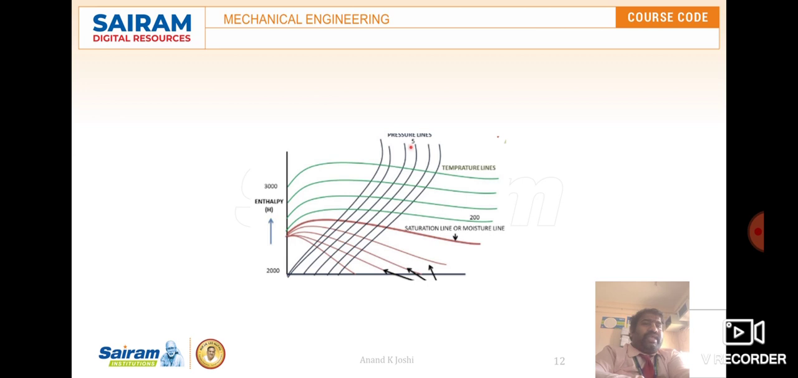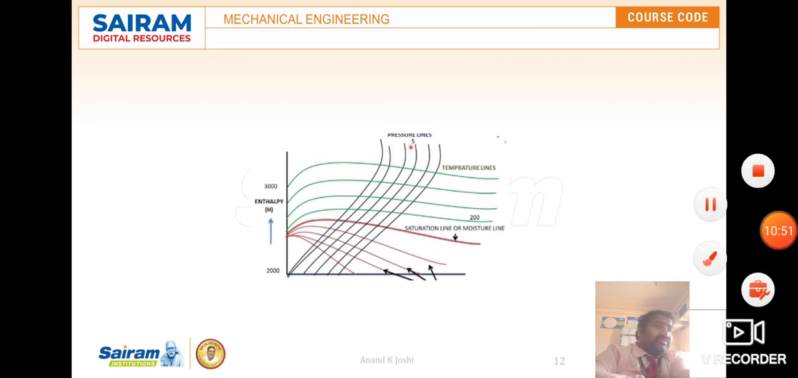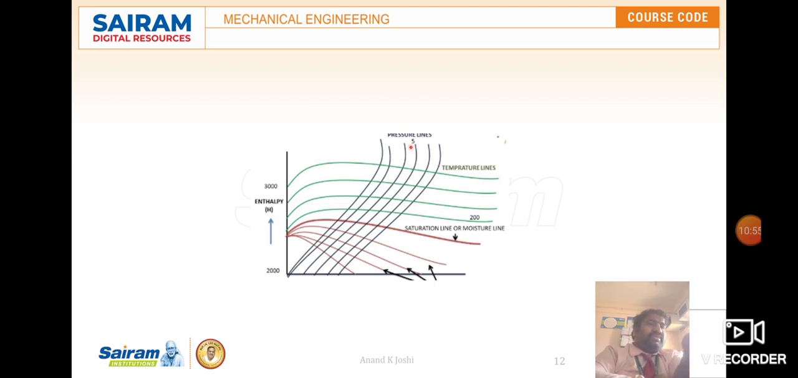So this is about the HS diagram of a pure substance, as well as steam and water. The only thing is that this dark line mainly separates dry and wet steam. Exactly on this dark line, the steam is dry. The rest, below this, is wet steam. Above this dry steam is superheated steam. Okay, thank you.